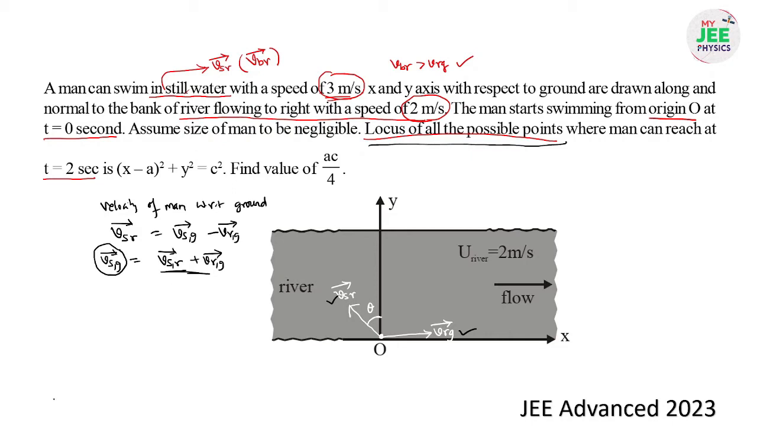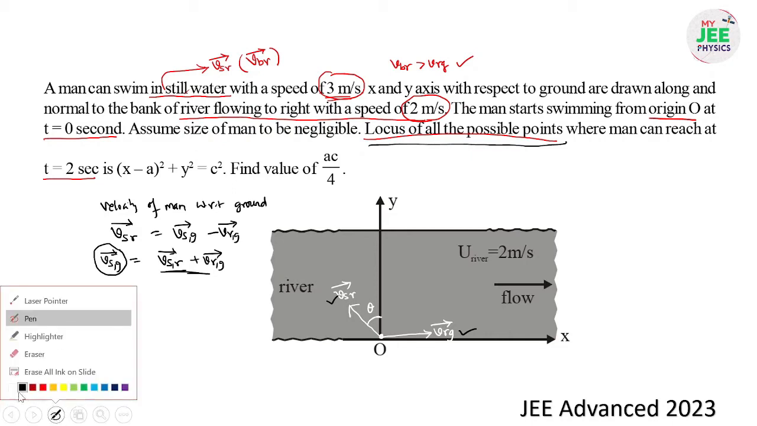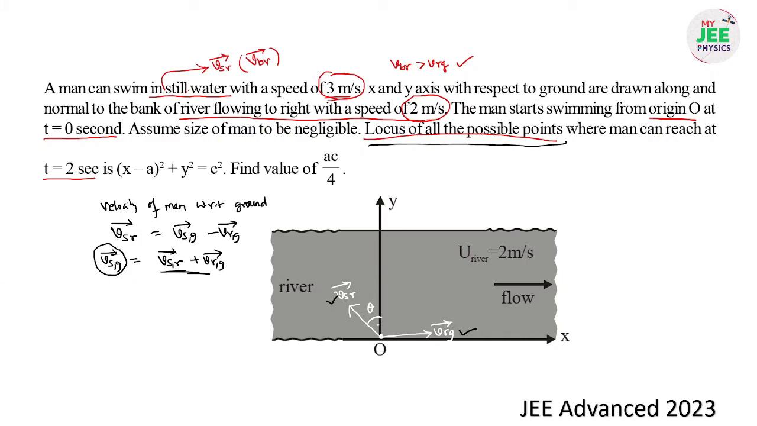Okay, so for that, what we are doing is we are making this VSR into two components. One is VSR cos theta, which I can write down as 3 cos theta, because in the question you can say that is 3. Then I can make one more component, which is 3 sin theta. Now VRG value they have given as 2.